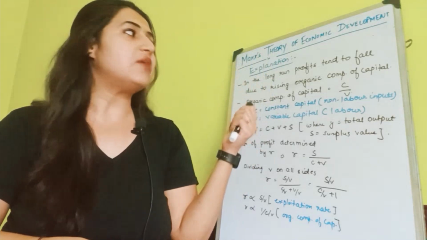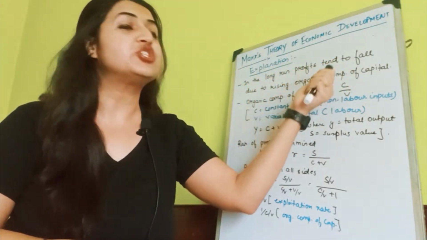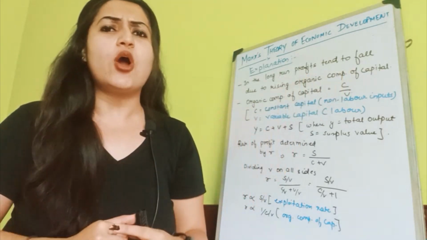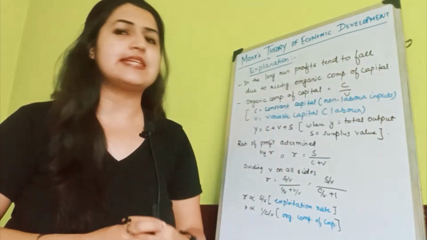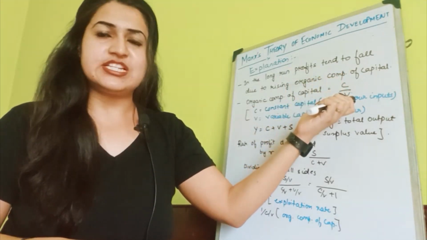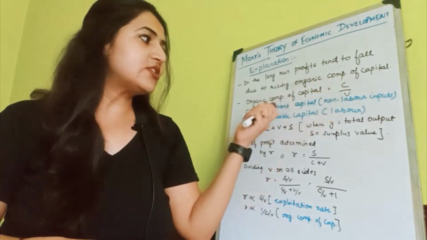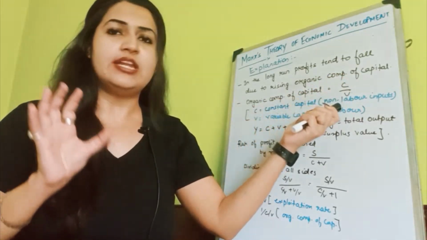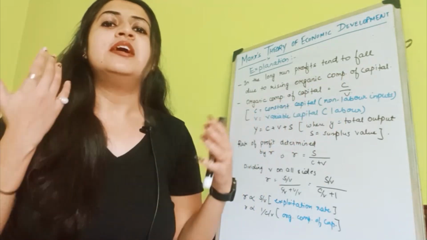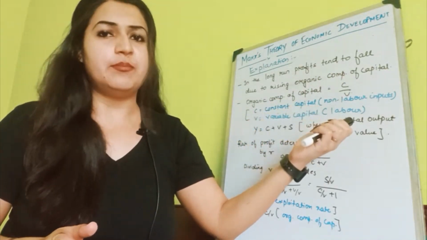So according to Karl Marx, in the long run, profits tend to fall due to rising organic composition of capital. Now, what is this organic composition of capital? Let us understand. It's the ratio of constant capital to variable capital, which is represented by small c and small v respectively. Now, this constant capital is nothing but the non-labor inputs like raw materials, machinery, etc. On the other hand, variable capital means the labor.